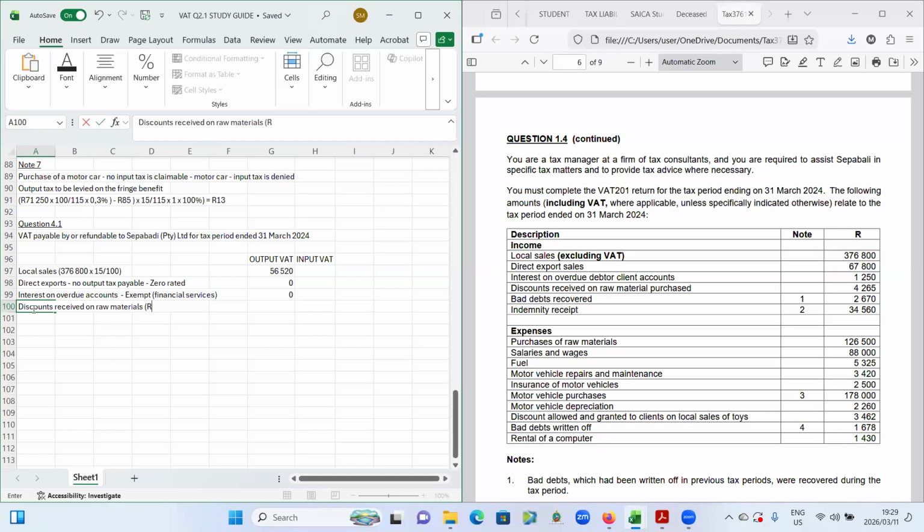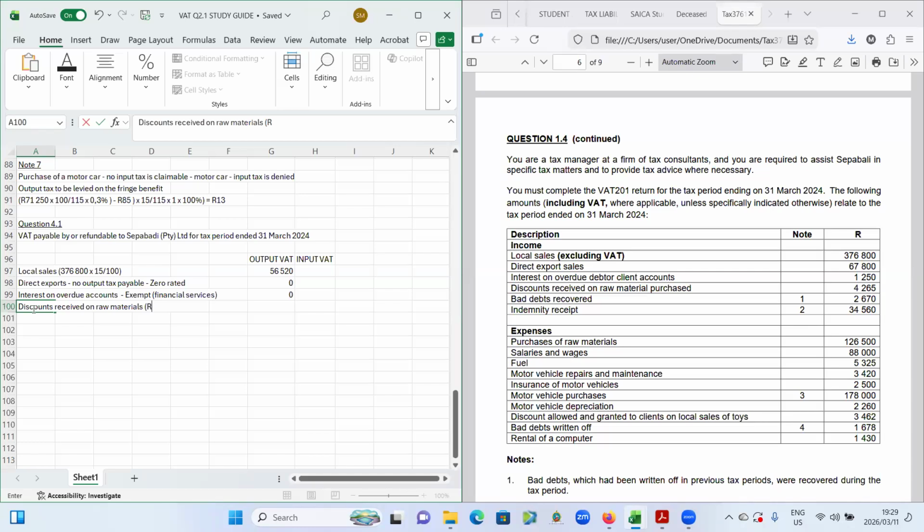They levied output tax on the complete sales amount. So after paying output tax, they claimed the input tax. Sorry, when they paid, remember it's an expense. They claimed the input tax on the full amount, which was on the invoice. But later on, the supplier said, okay, we are giving you a discount.